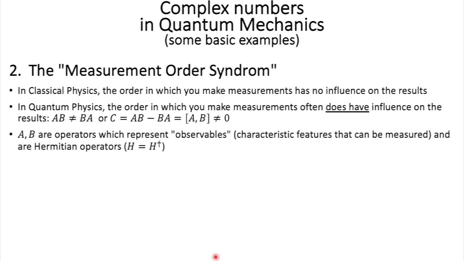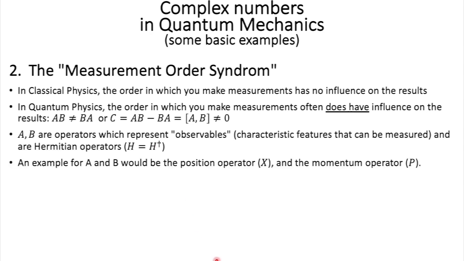Now, the A and B objects that we talked about here are operators, obviously, and they represent observables. And they are therefore Hermitian operators, as we've seen in previous videos. Now, an example for A and B would be the position operator X and the momentum operator P. Hey, don't ask why it's called P. It's just the way it is usually called, so I use the same letter. It's easy to show that X is a Hermitian operator. But the momentum operator is a little bit more tricky.